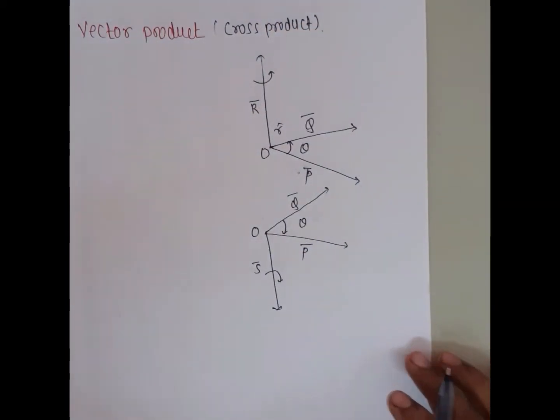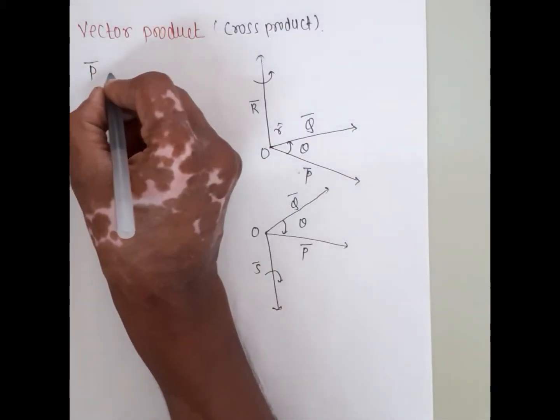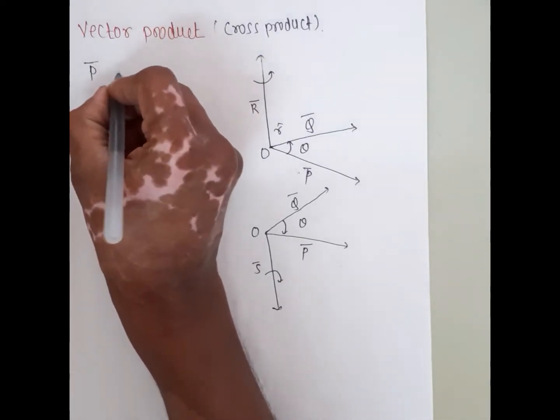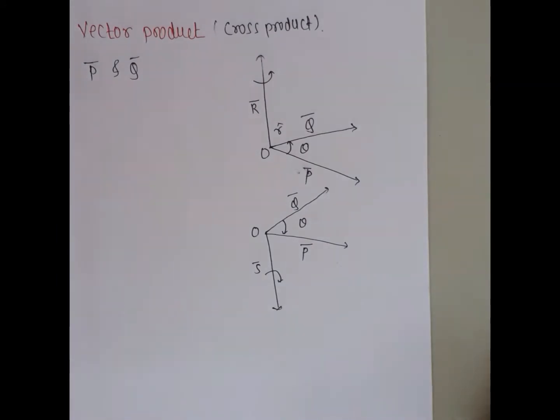The vector product or cross product of two vectors p bar and q bar is a vector whose magnitude is equal to the product of the magnitudes of the two vectors and the sine of the smaller angle theta. It means the vector product is represented using two vectors, here p bar and q bar, and the result can be written as r bar.